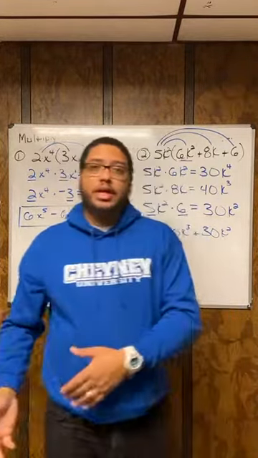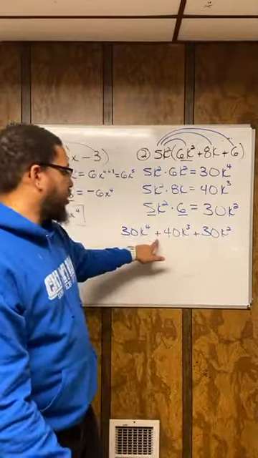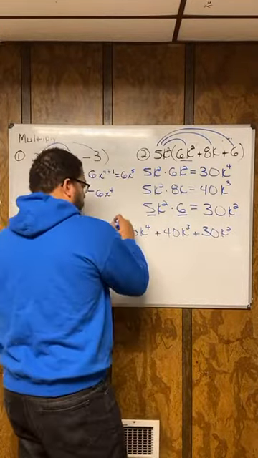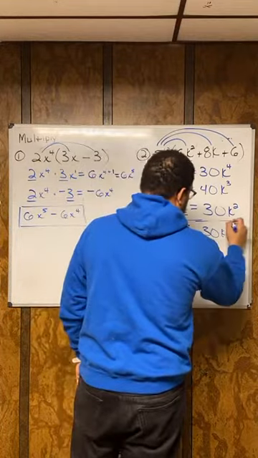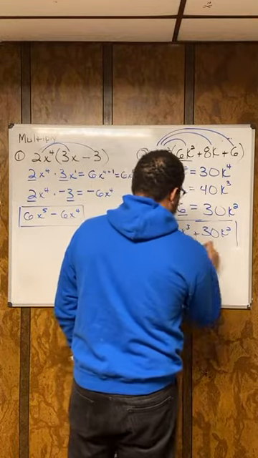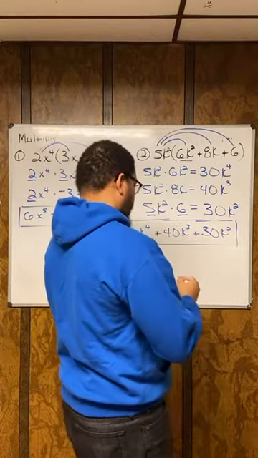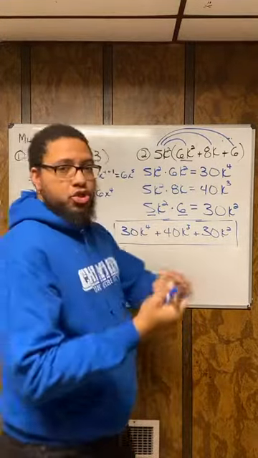They could be multiplied together, but we're not multiplying. We have plus signs in between. All right? So this is our final answer: 30k to the fourth plus 40k to the third plus 30k squared. And again, we're using the distributive property.